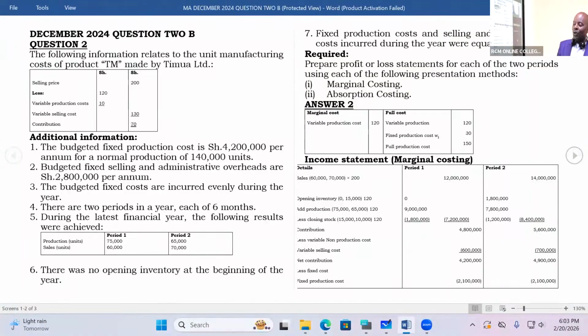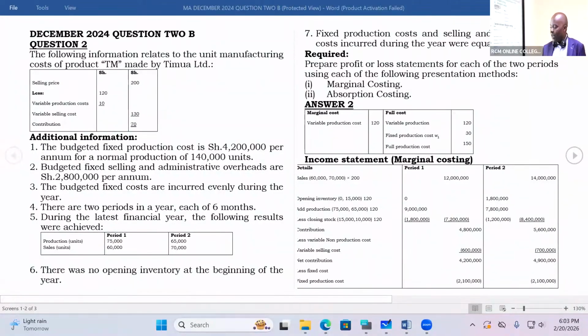During the last financial year, the following results were achieved. We are told there was no opening inventory at the beginning of the year. Fixed production cost and selling and administrative costs incurred during the year were equal to the budget. Required: prepare a profit or loss statement for each of the 2 periods using each of the following presentation methods.